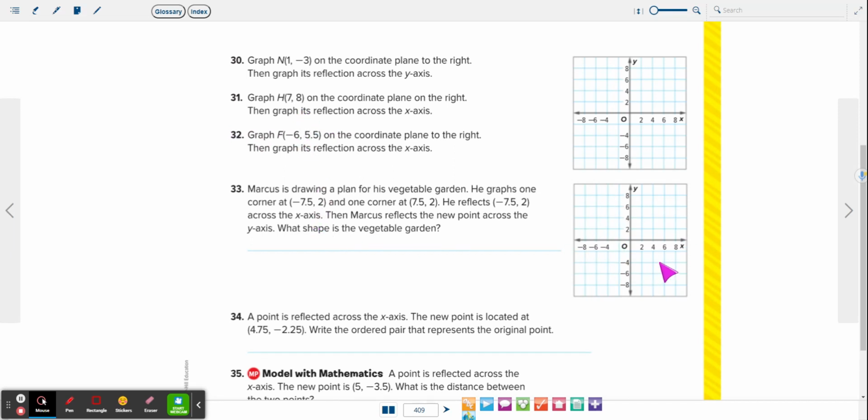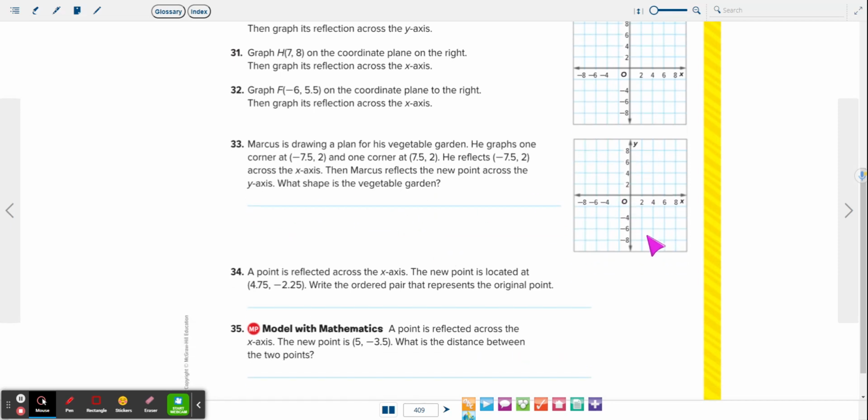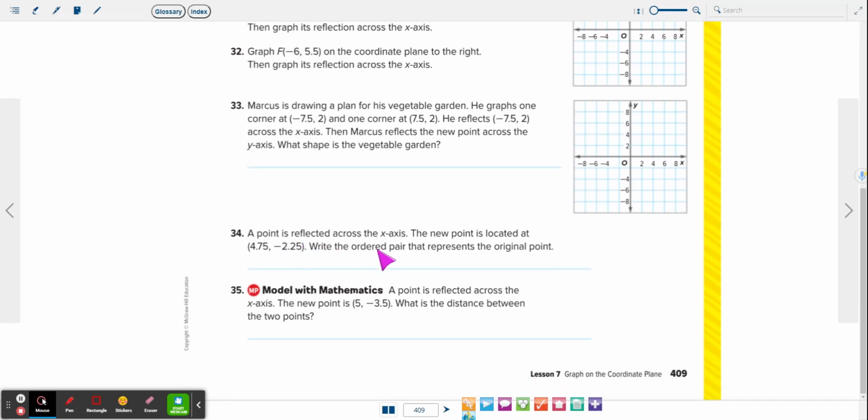33, you're using this graph. Marcus is drawing a plan for his vegetable garden. He graphs one corner and here, another corner here. He reflects this point across the x-axis. He then reflects that new point across the y-axis. What's the shape of the vegetable garden? So do all the points and then tell the shape. 34 and 35, you might need graph paper from the drawer to do that as well.